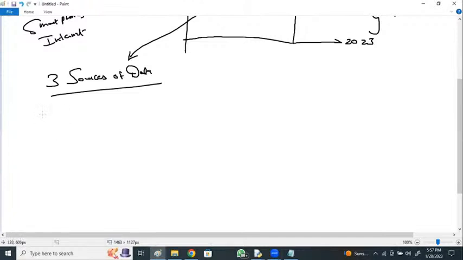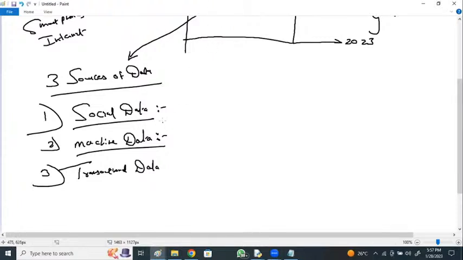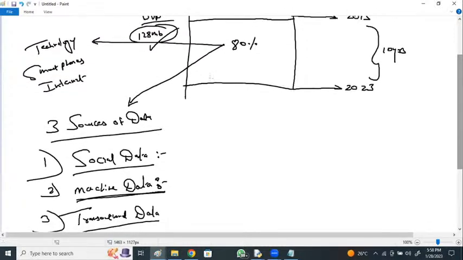From where is this data getting generated? Mainly three sources: social data, machine data, and transactional data. What is social data? Data which got generated from social sites like Amazon, Facebook, Twitter. Machine data means the data generated by reading or scanning barcodes and RFID chips. Whenever you go to a shopping mall, for the items you purchase, huge data gets generated by scanning the barcodes. Such data we call machine data. And transactional data is from day-to-day operations, like bank transactions and telecom transactions.